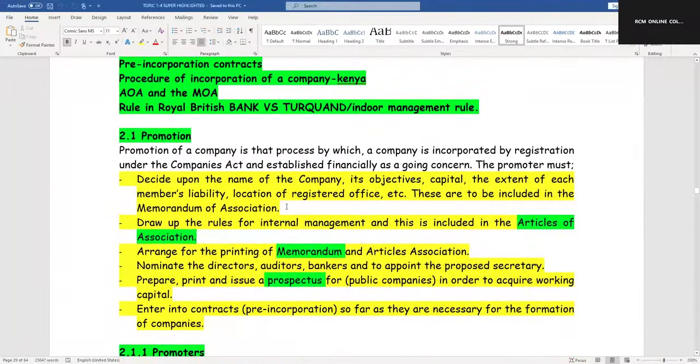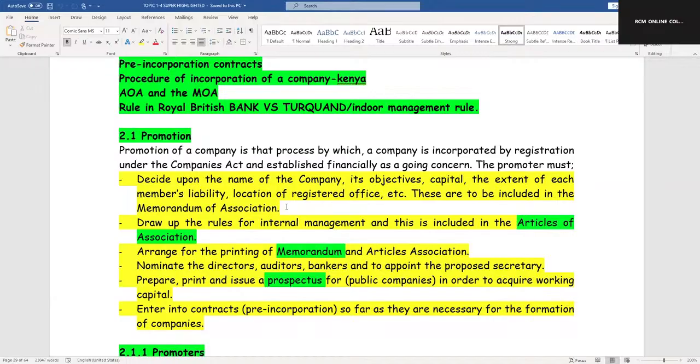In this case, when you talk about promotion, sometimes we can alternatively say incorporation or formation of companies. So they mean the same. So in promotion, incorporation, or formation of companies, just the same term. So ideally promotion is that process that is undertaken to set up or to form a company as a going concern, to be able to exist for the foreseeable future.